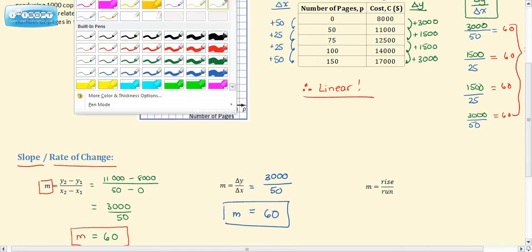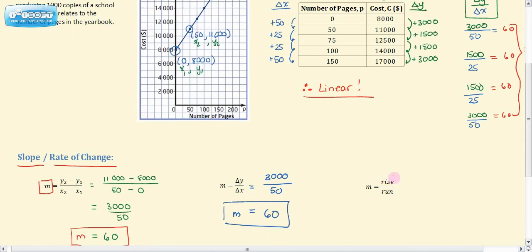Another method that we had looked at is looking at the rise and the run. If you recall, the rise is how much up I have to go versus how much across I have to go. Keep in mind that going up each block is $1,000, and each block to the right is 25. So I moved up 1, 2, 3 blocks, so that's 3,000, and I moved 1, 2 blocks to the right, which is 50. So again, 3,000 over 50 gives me 60 for my slope.